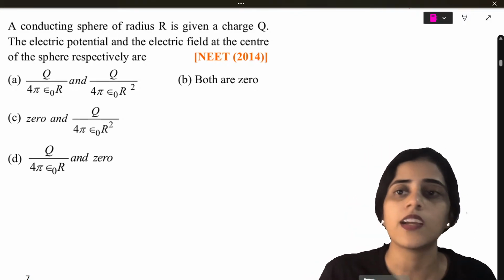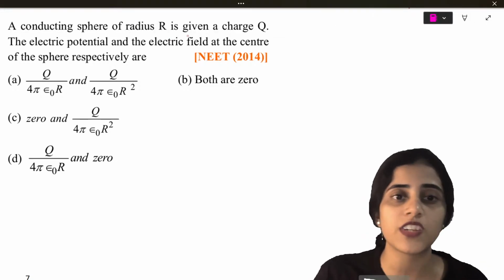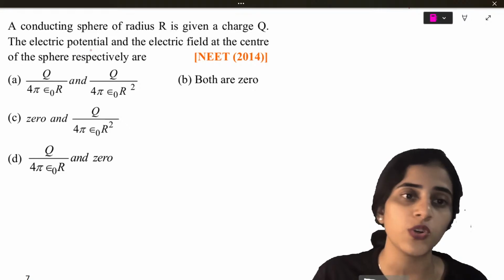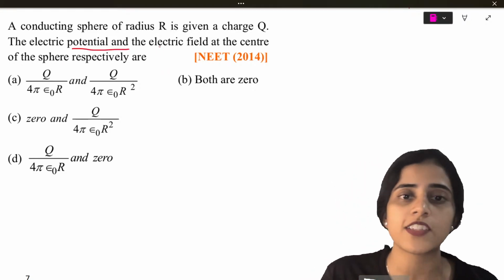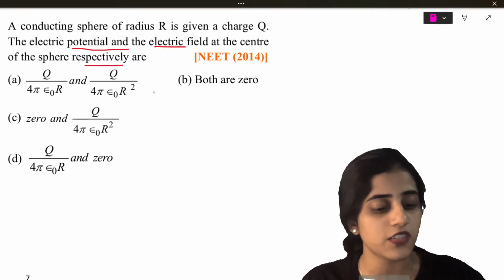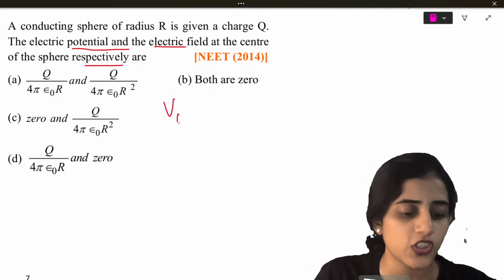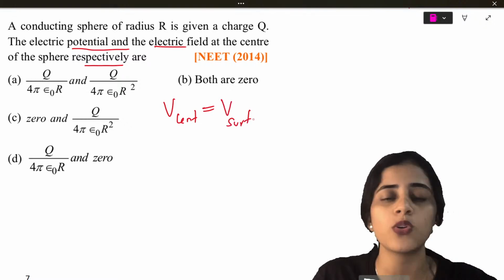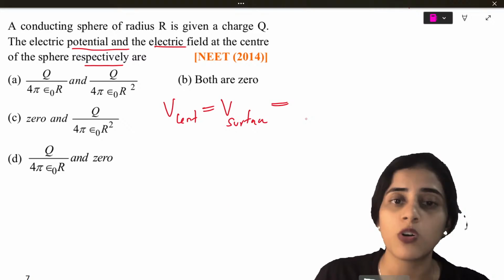Okay, next question. The conducting sphere of radius r is given a charge q. Okay, sphere of radius r has a charge q. The electric potential and the electric field at the center of the sphere respectively are. It's also a very easy theoretical question. So the potential at the center is always equal to the potential at the surface. And how much would that be? 1 by 4 pi epsilon naught q by r.